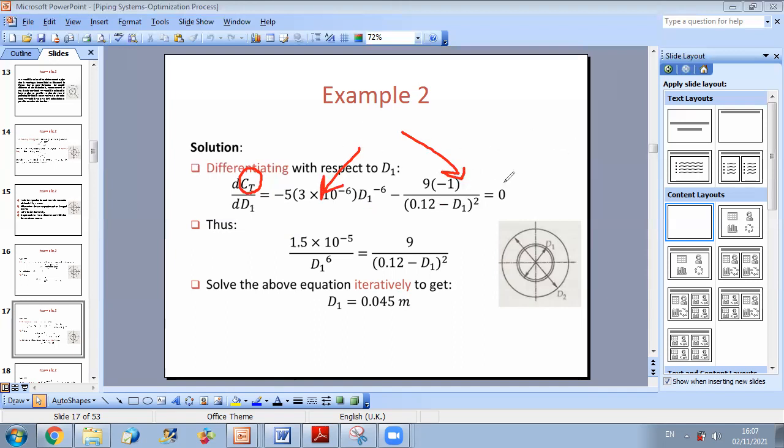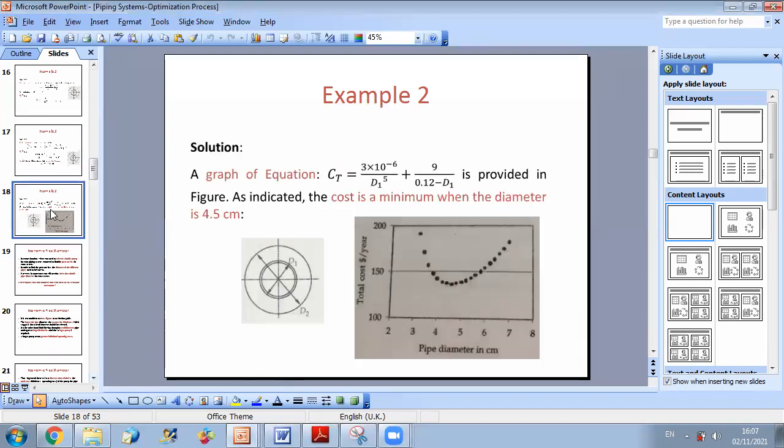So since I have opposing effects, to get the optimal D1 I differentiate the cost with respect to D1 and set it equal to 0 to solve for the optimal value of D1. Now, this optimum can also be found graphically, because if you draw the total cost per year as a function of the pipe diameter, you can see that the optimum is nearly here, which is around 4.5 centimeters, very close to the value we got by calculation.